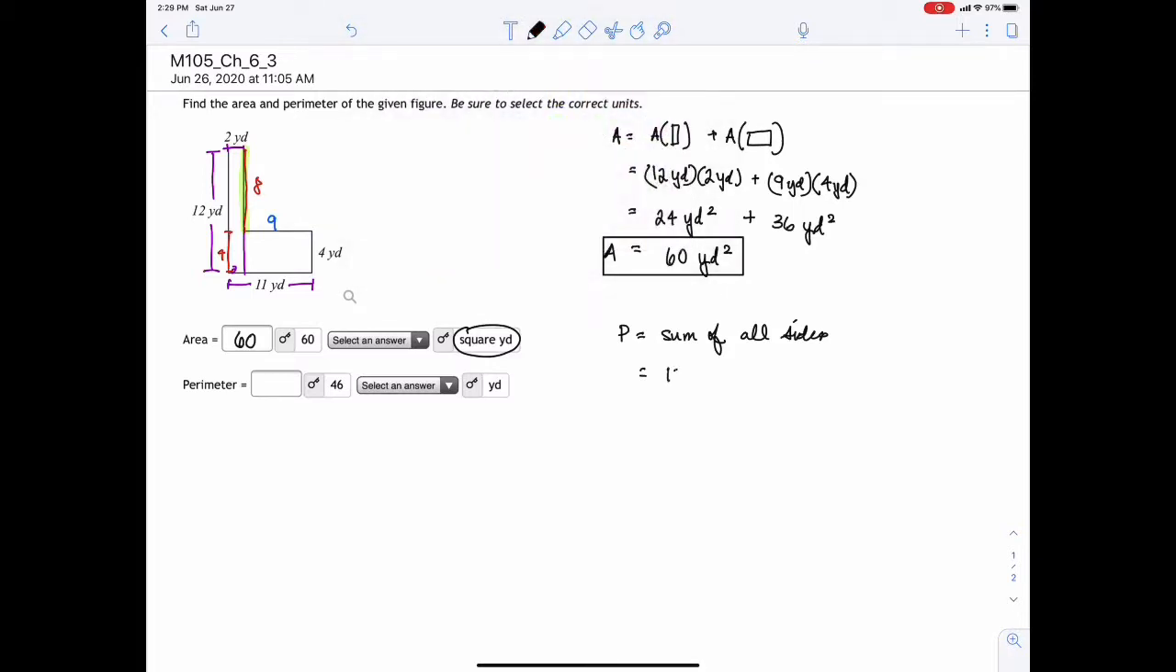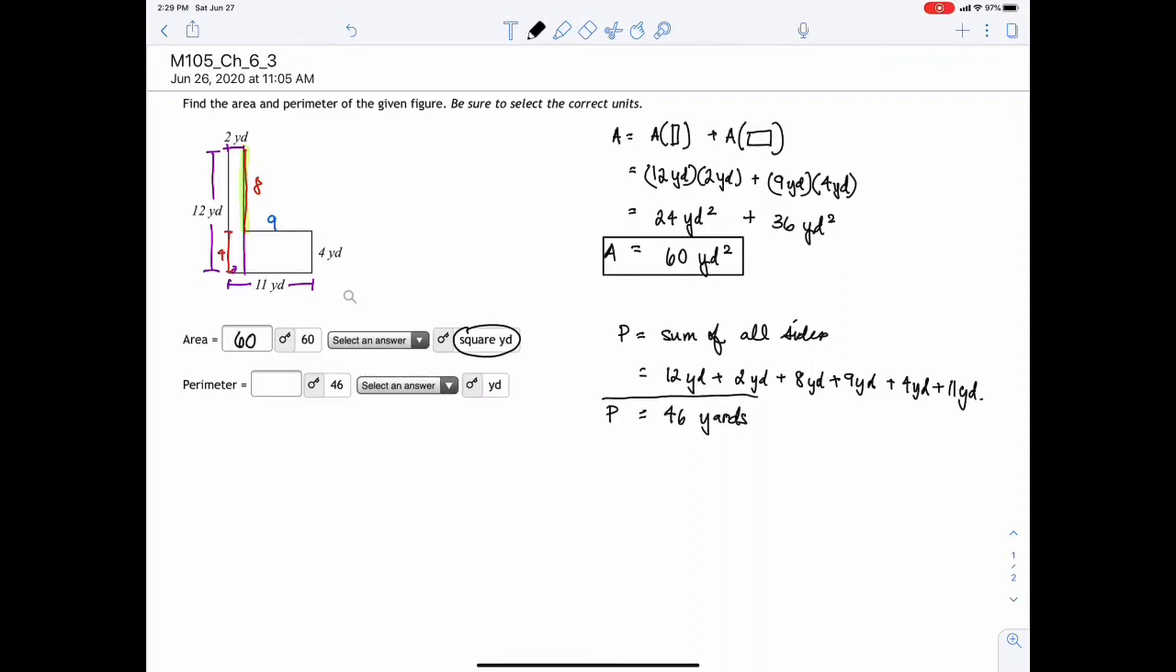It'll be 12 yards plus 2 yards plus 8 yards plus 9 yards plus 4 yards plus 11 yards. And you can easily do this in the calculator. Notice that we're just adding yards, so we're not multiplying yards. So it'll be 46 yards.